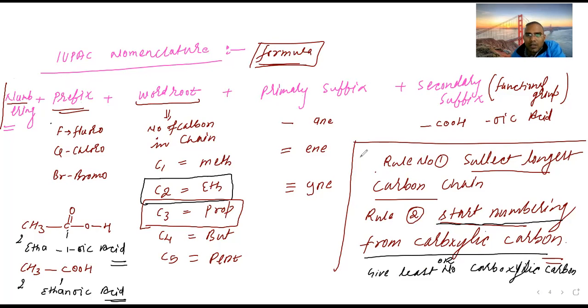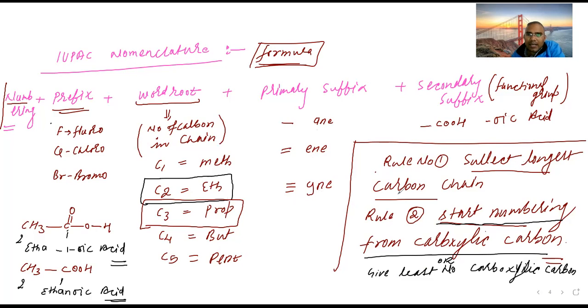Here we wrote fluoro, chloro, bromo. These things are coming in a later part of the lecture. The word root means the number of carbon in the parent chain. So 1 carbon means meth, 2 carbon means eth, 3 carbon prop, 4 carbon but, 5 carbon pent. Primary suffix: single bond ane, double bond ene, triple bond yne. COOH group means oic acid.